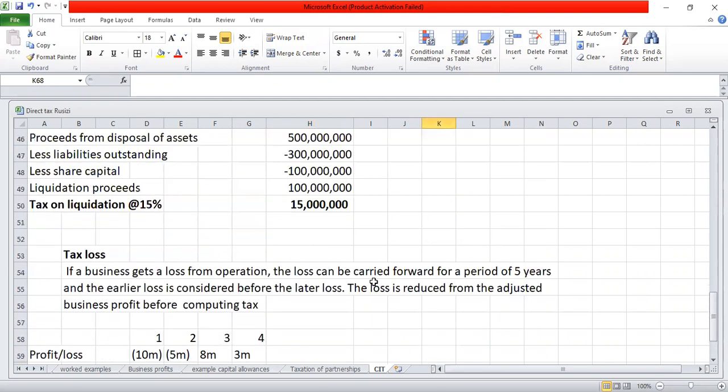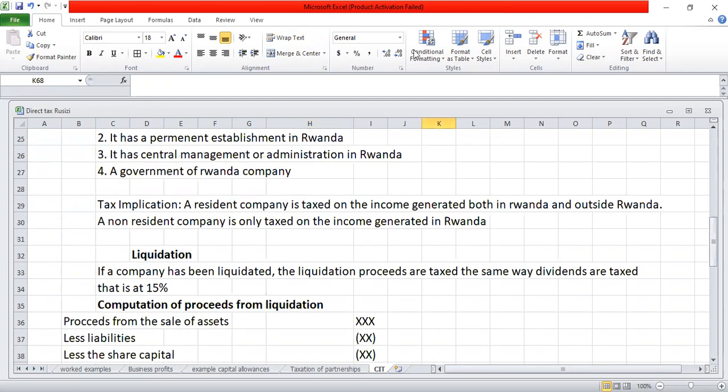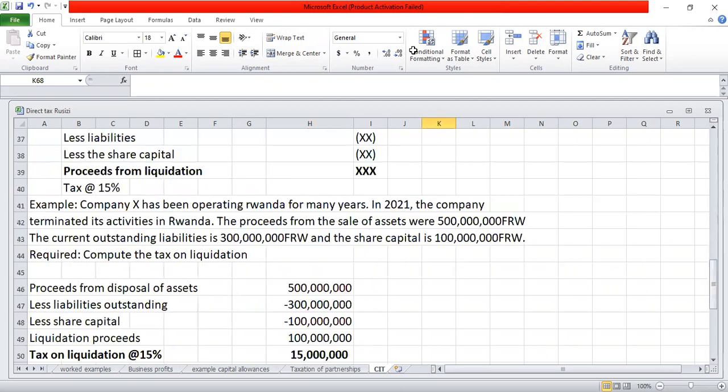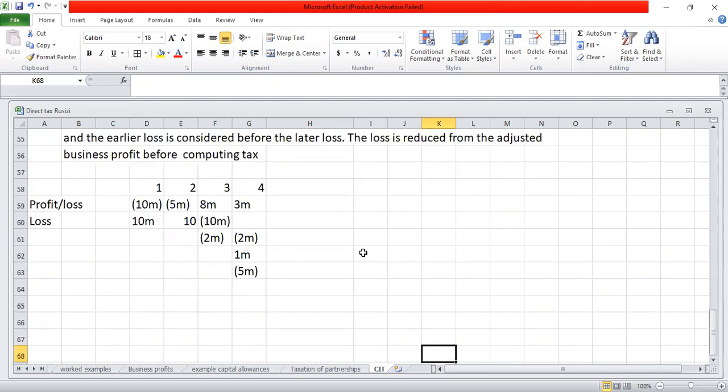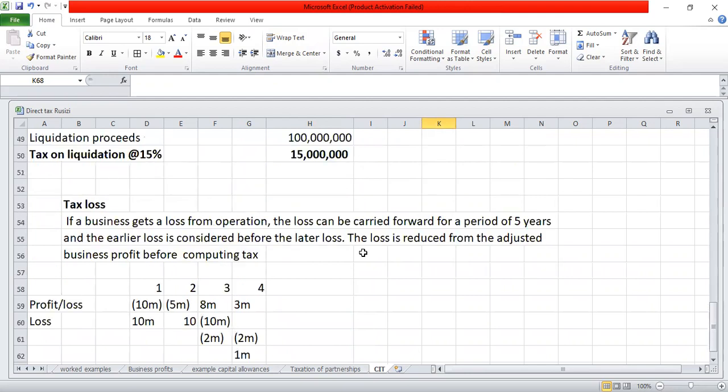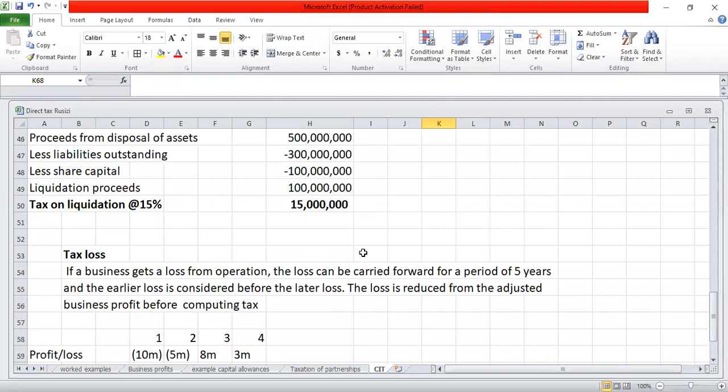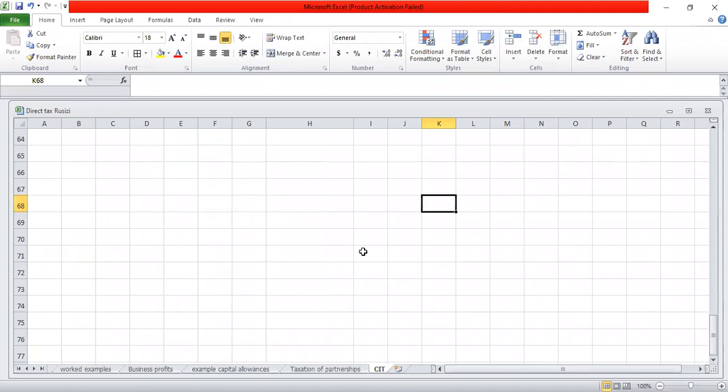So let's get a small break of 15 minutes. Then we can look at the question. Then after that, we can move on to other parts that are necessary still in corporate income tax. So 15 minutes break, then we are coming back.